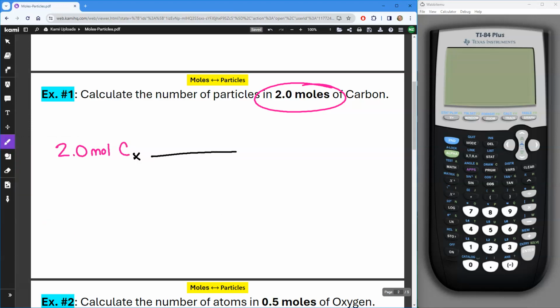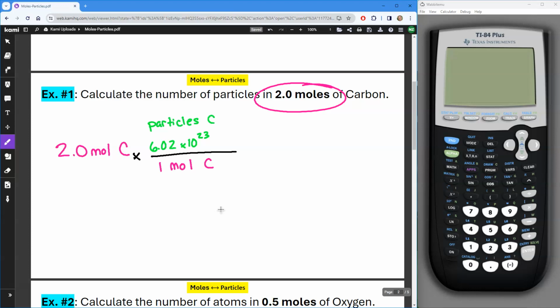Let's write out our conversion factor. Like I said previously, we're going to use Avogadro's number. Because remember, in 1 mole, there's always 6.02 times 10 to the 23rd, whatever. So in 1 mole of carbon, we have 6.02 times 10 to the 23 particles of carbon.